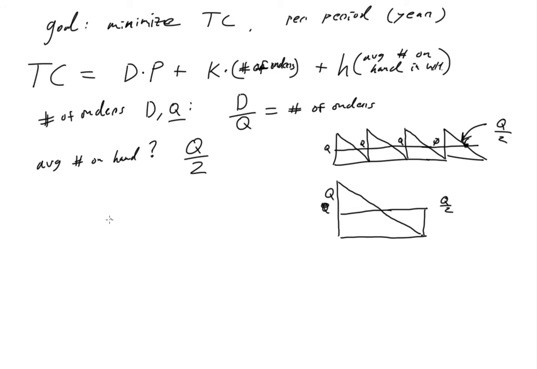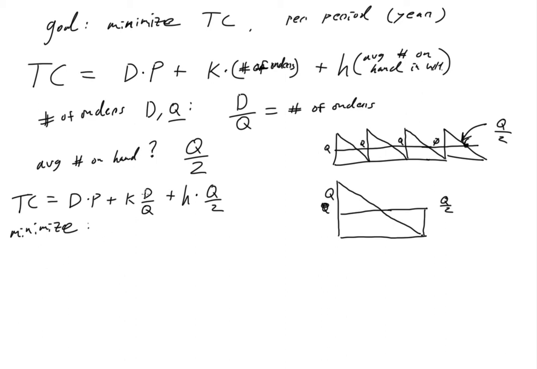Okay. All right, so put that together. Total cost is then going to be demand times the price for each unit plus K times D over Q plus little h times Q over 2. Okay, all right, so now we want to minimize. So let's just look at the graph of this function.